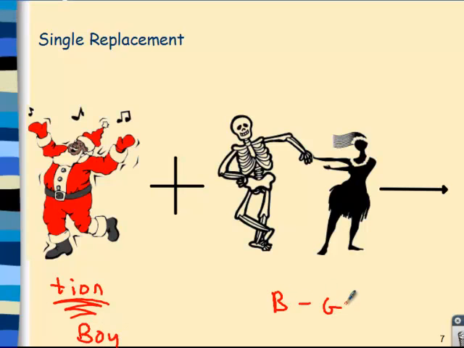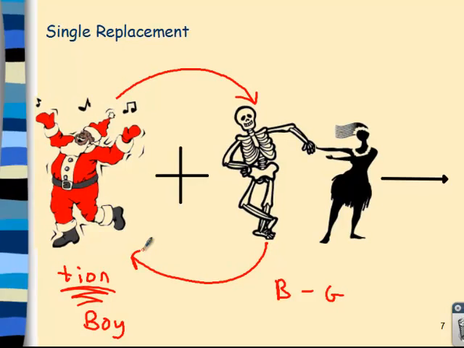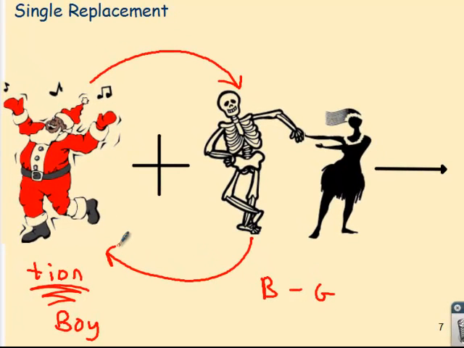So remember our rules. The boys can't dance with the boys. And so when Santa goes and tries to break into our happy couple, he's going to knock the skeleton out of the way and dance with the hula girl. Can you believe this is chemistry class?